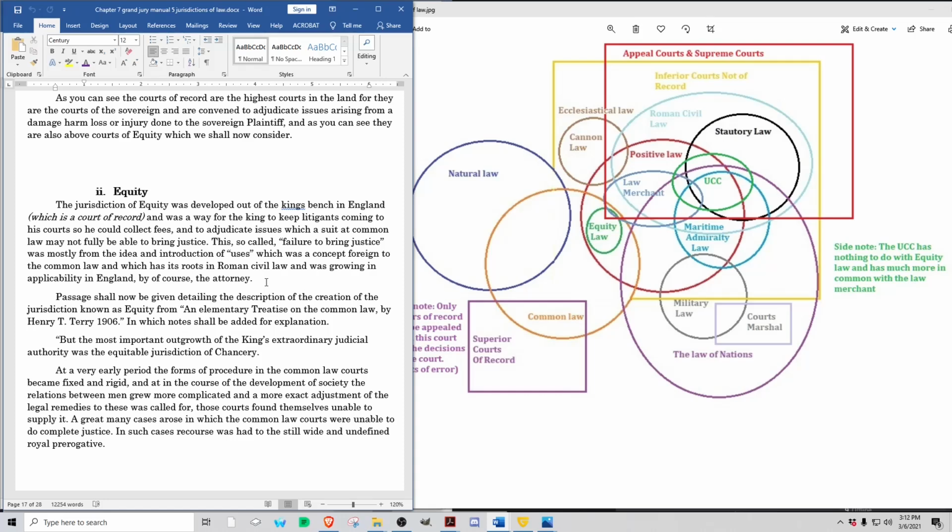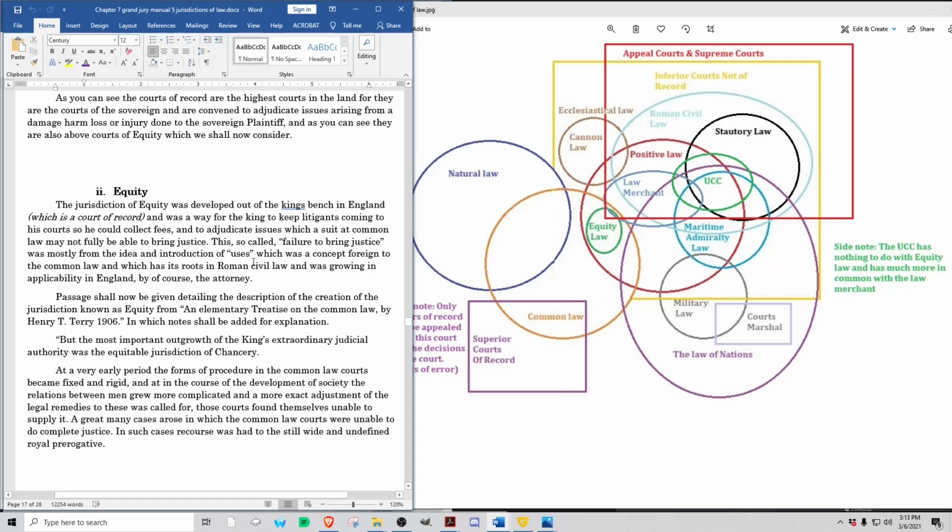This so-called failure to bring justice was mostly from the idea and introduction of uses, which was a concept foreign to the common law and which has its roots in Roman civil law and was growing in applicability in England by, of course, the attorney, right? So that's where you get that use and usufruct coming in there.